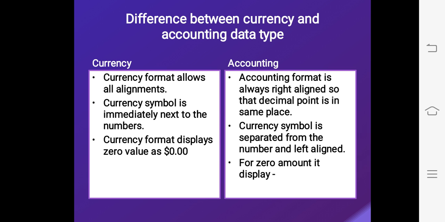Currency symbol left aligned होता है accounting data type में. In currency format, 0 displays as $0.00. But in accounting data type, for a 0 amount it displays a dash. So this is the basic difference between the currency and accounting data type.